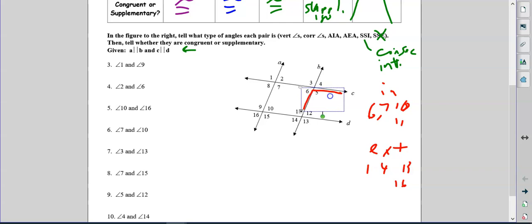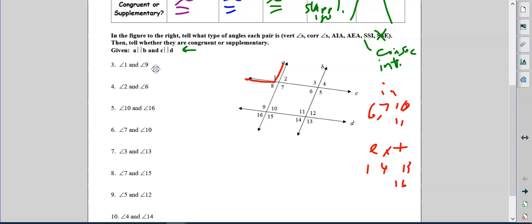Rotate this around. 5, 13, 15, and 7. All of these angles are going to be congruent. They're all the obtuse angles. Okay, so 1 and 9 are congruent.